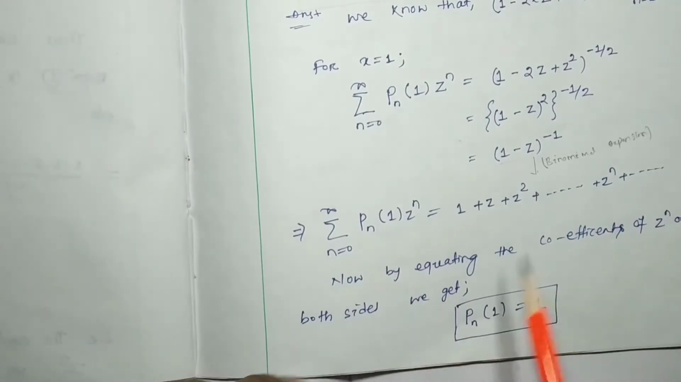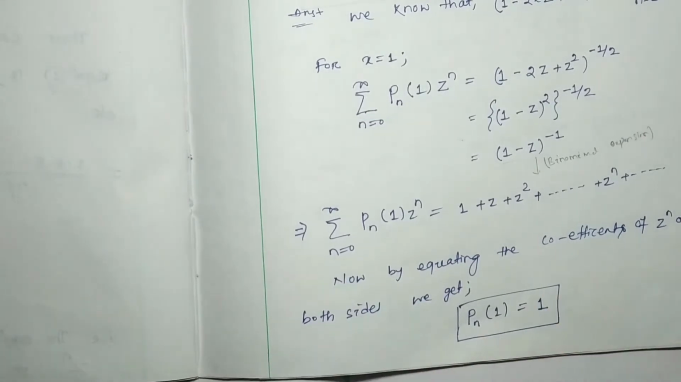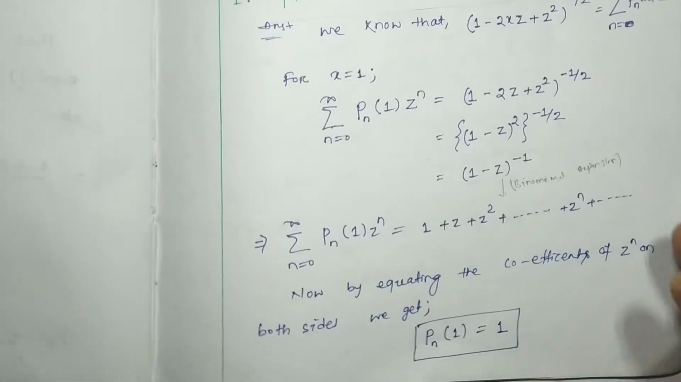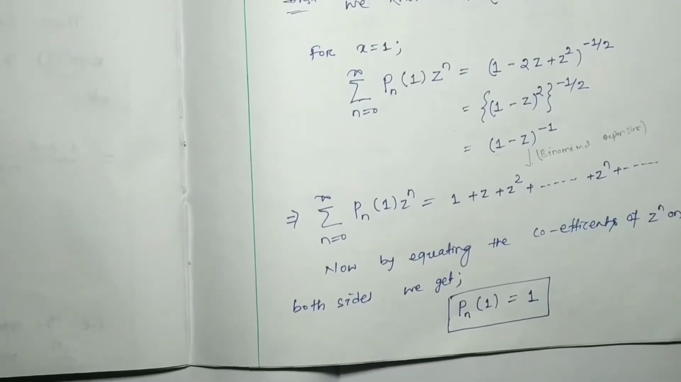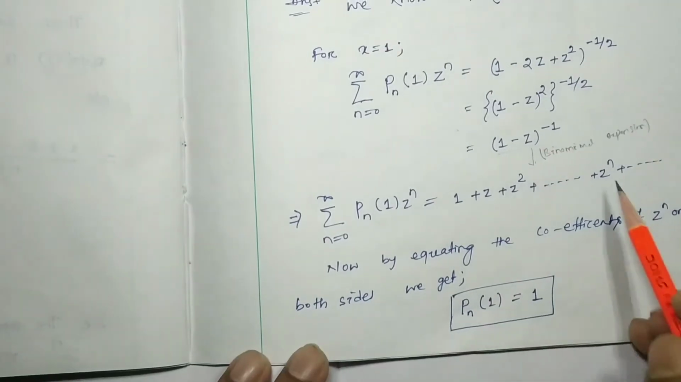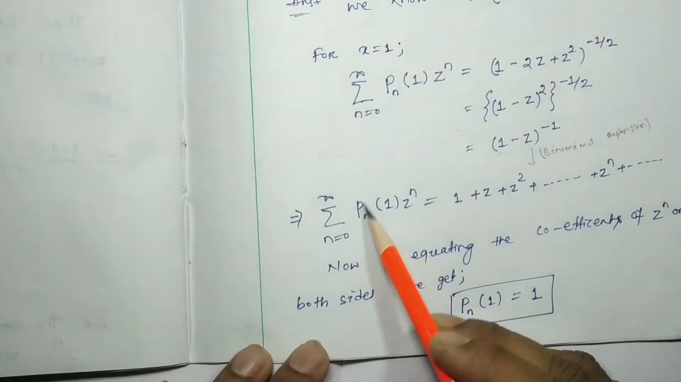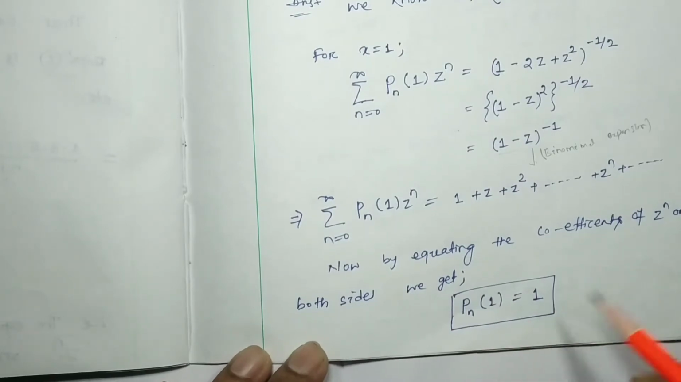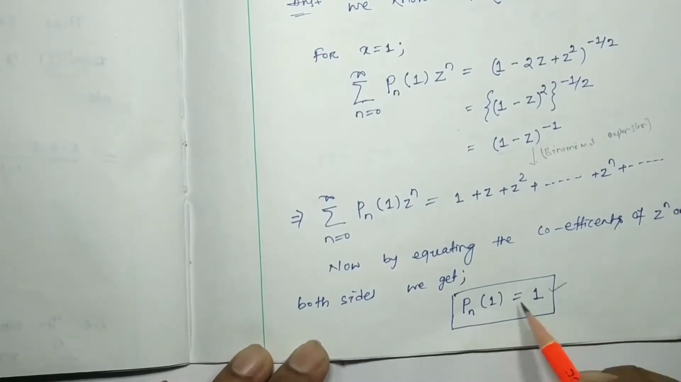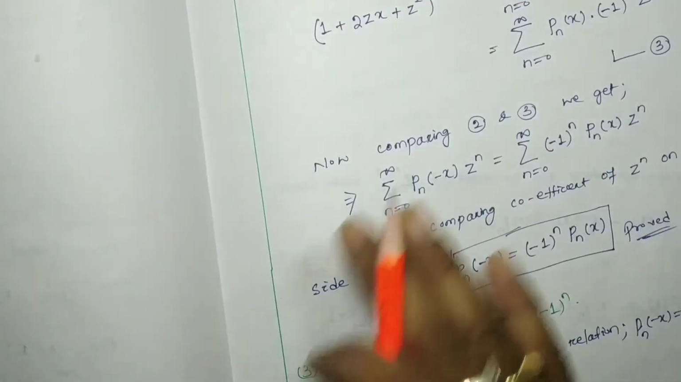Now by equating the coefficients of z to the n on both sides, here z to the power n coefficient is 1, here z to the power n coefficient is Pn1. So obviously Pn1 will be equal to 1. You just remember this expression will be required in the preceding sections.